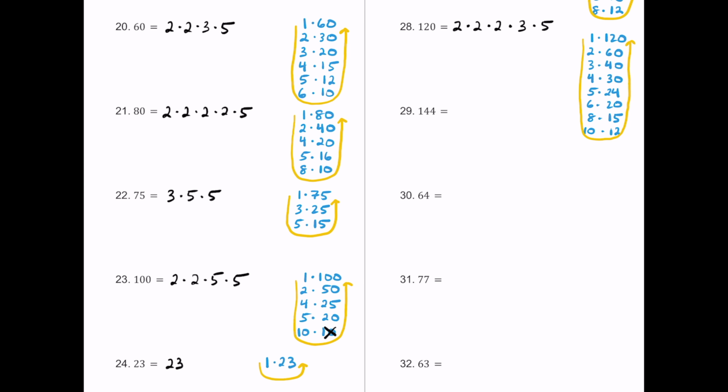We have 2, 4, 6, 8, 10, 12, 14. We have 16 different factors for the number 120. I think that it's got the lead right now.